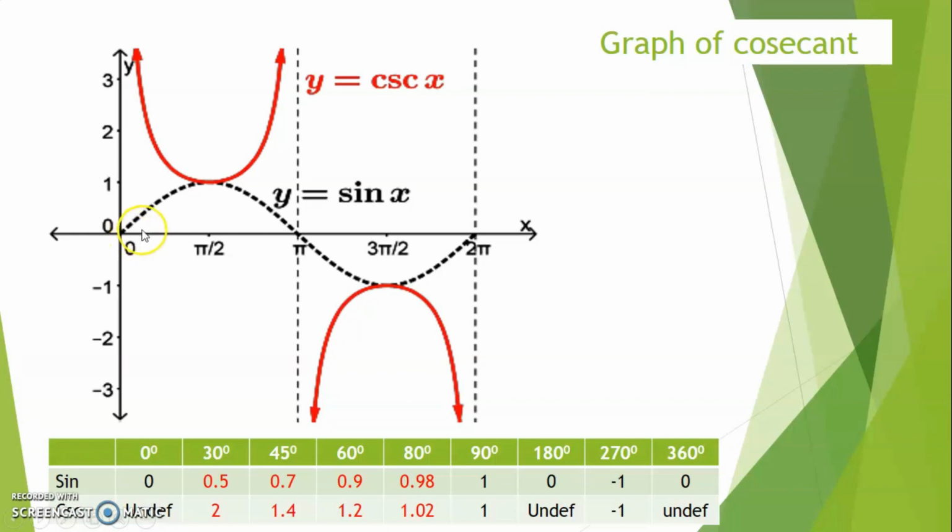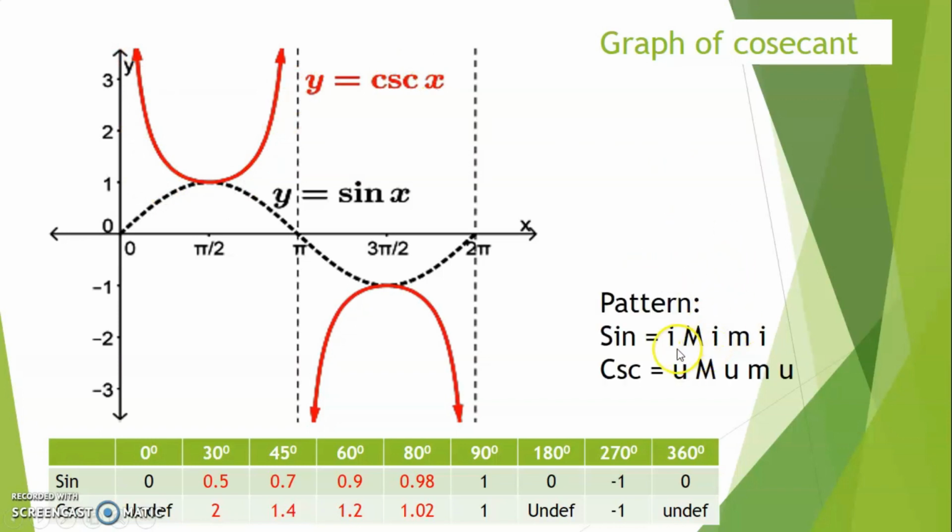Cosecant 30 is 2. Cosecant 45 is 1.4, and cosecant 60 is 1.2. Cosecant 80 is 1.2, and cosecant 90 is 1. You can find it here. Cosecant 180 is undefined, so it's here. Cosecant 360 is also undefined. So take note of the graph. The red ones are the graph of cosecant x.